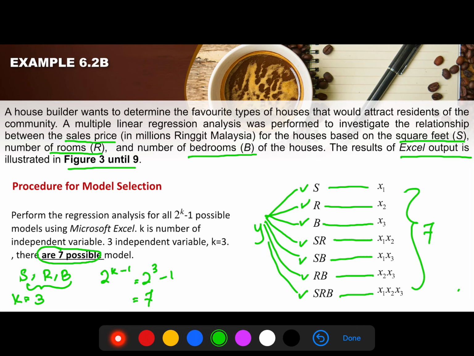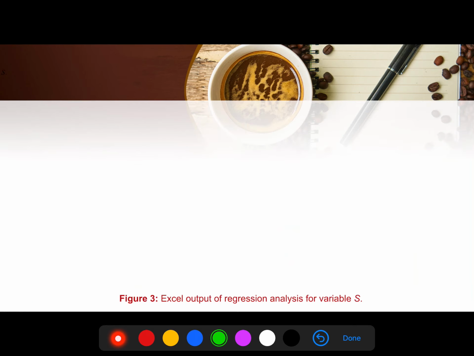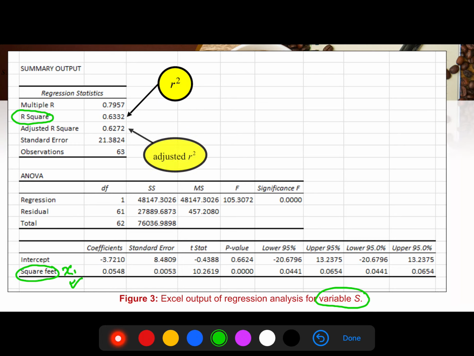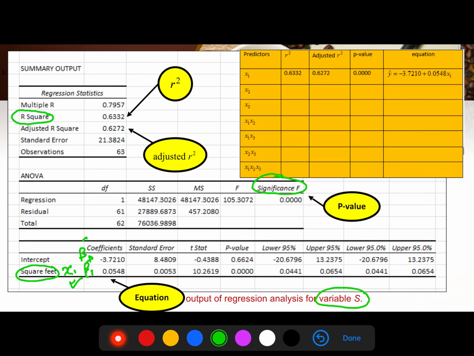Step number 2. What is step number 2? We have to put it into the table. There you go. You will have the first summary output for variable S, X1 only. Here is your R square because of only one X. Here is your adjusted R square. Here is the p-value. Here is the equation, beta naught cap, beta 1 cap. Put it into this table.